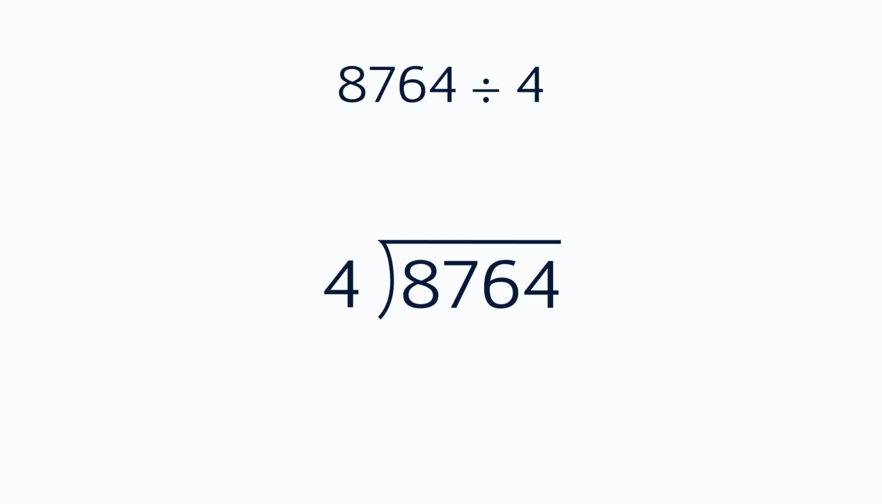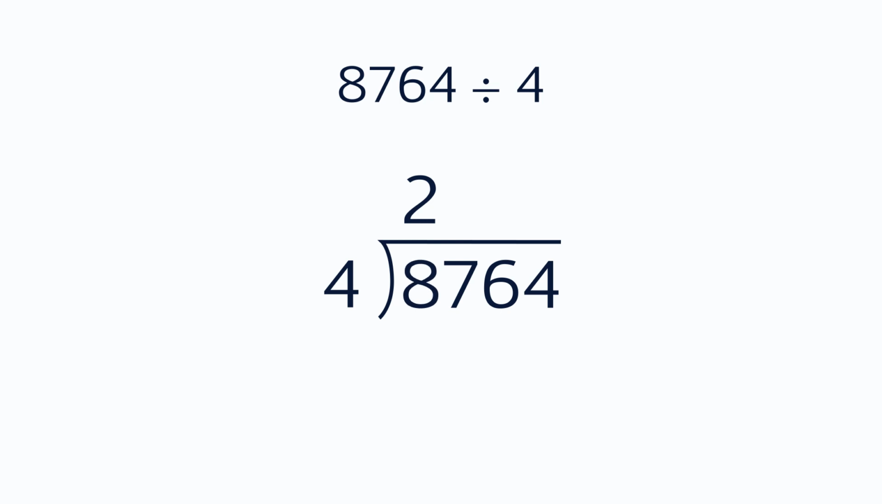Now, start by dividing 4 into 8. How many times does 4 go into 8? 2 times, because 2 times 4 is 8. 2 is the first part of the answer, so you place it directly above the digit you divided into. In this case, the 8.